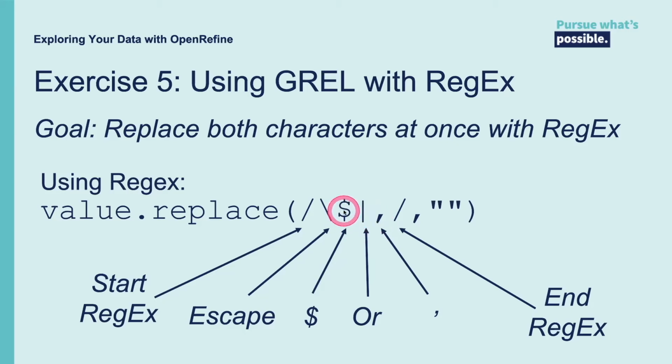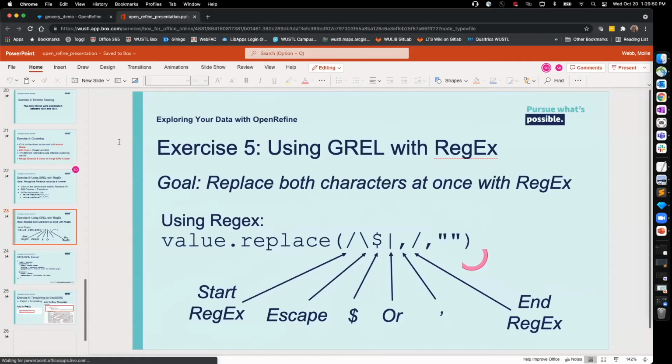However, the dollar sign is actually a reserved character in regular expressions. It means something else. So we need to use an escape character in front of our dollar sign to indicate to the computer, yes, I really am wanting to find the dollar signs instead of using the dollar sign as the reserved character that it is. So we start our regex expression, we escape the dollar sign, so we find dollar signs or commas, and then we close the regex expression.